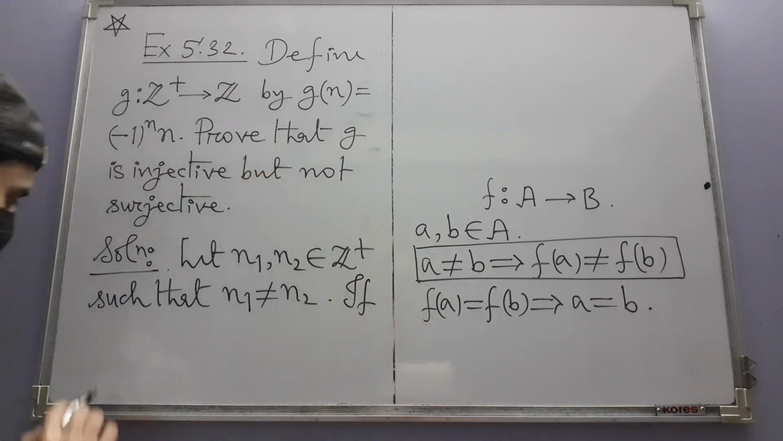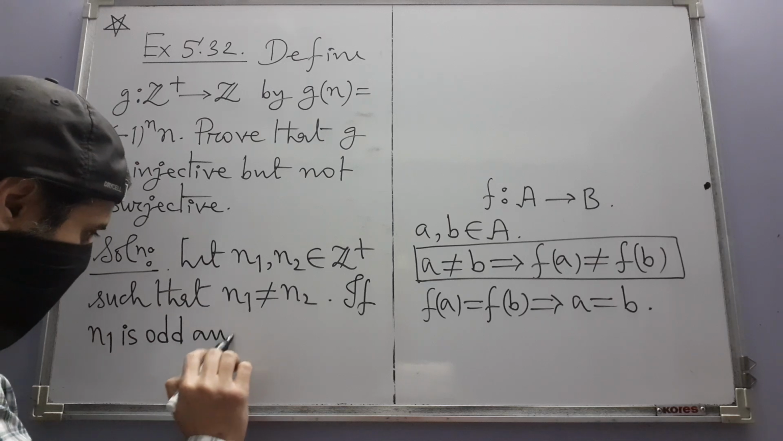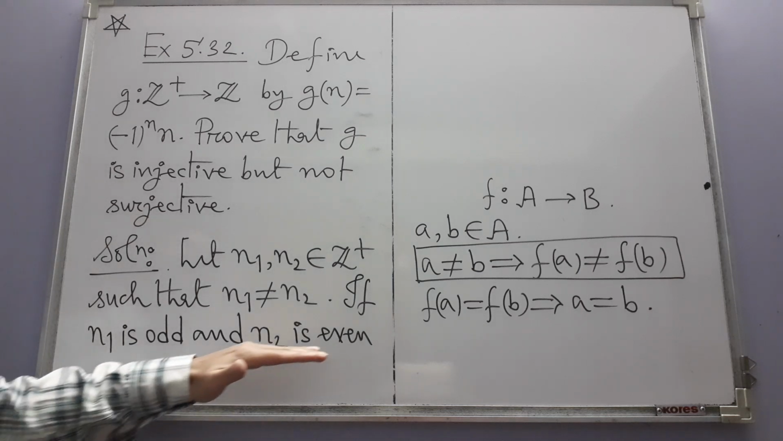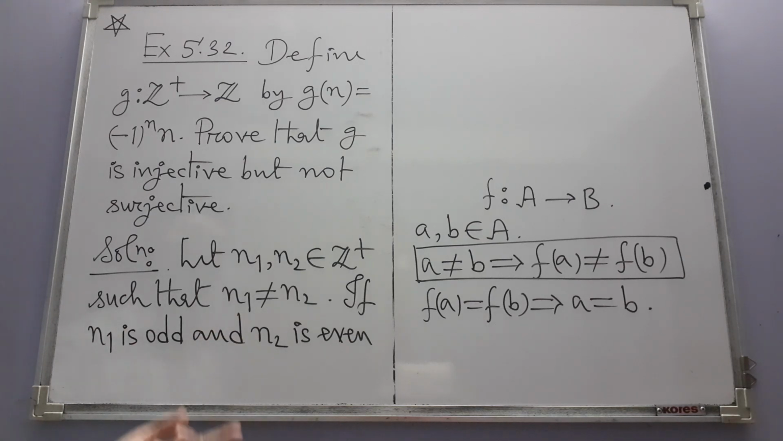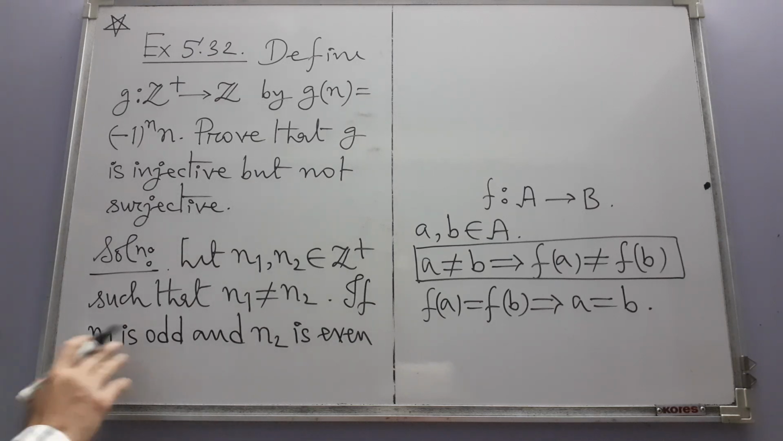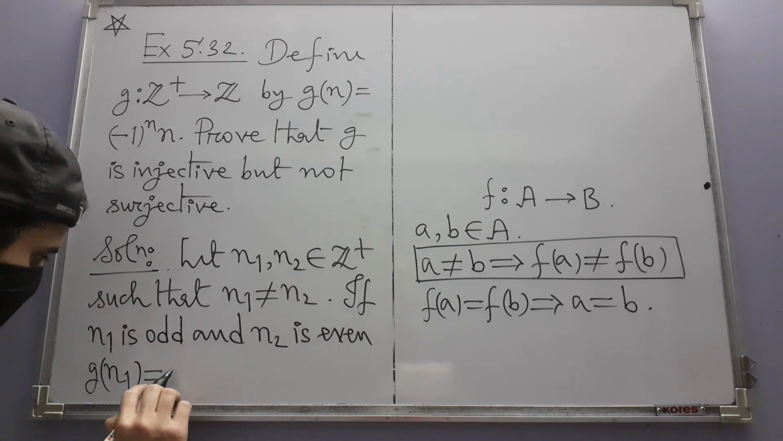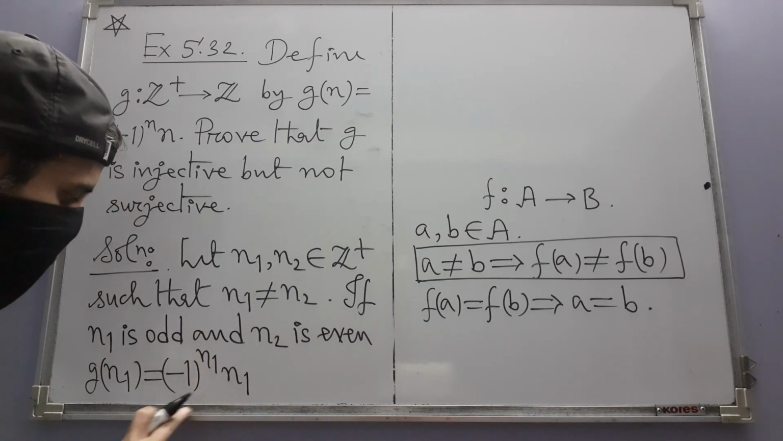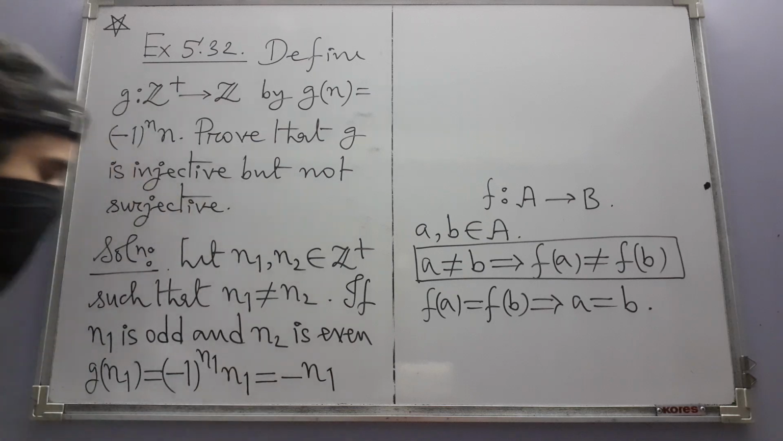If n1 is odd and n2 is even, you can guess why I am stressing on the parity of these numbers, that is whether they are even or odd, because we have this power of minus 1. That's why. So if n1 is odd, then g of n1 by definition is this. Oddness of n1 will make this power of minus 1 itself, and that way we will get minus n1.